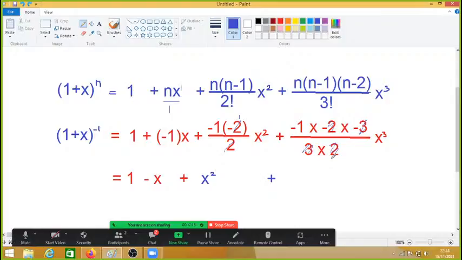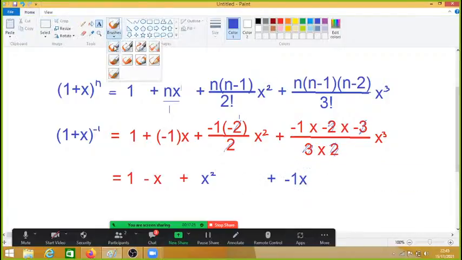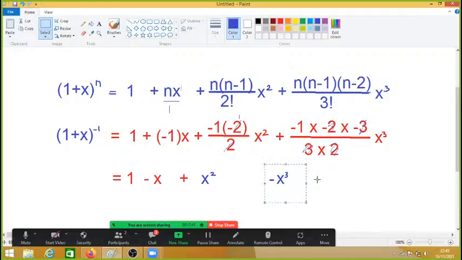So what do you have? You've got -1 times a minus times a minus. Well, that's just minus 1. So you're going to have minus 1x cubed. And again, I don't need to write there 1. So I can just write that as minus x cubed. Okay, a plus and a minus, that makes a minus. So I can write over that. And that's your final answer, 1 minus x plus x squared minus x cubed.